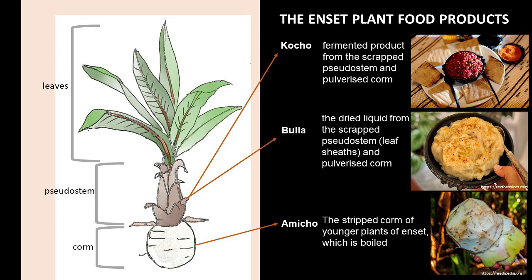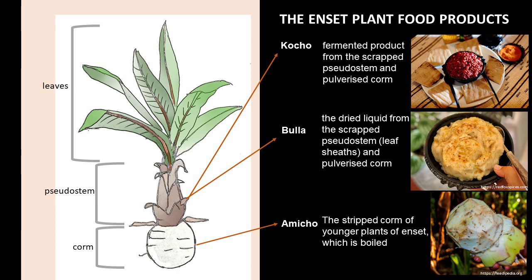So kocho also uses the pseudostem and the corm, but you ferment it for a period of time. It can be fermented for up to 6 months to 2 years, so it stores quite well, which is why they call it the plant against hunger or the tree against hunger, because you can store it for a long period of time and it can feed a family of people for maybe a week or even more.